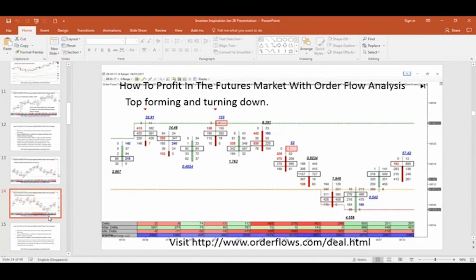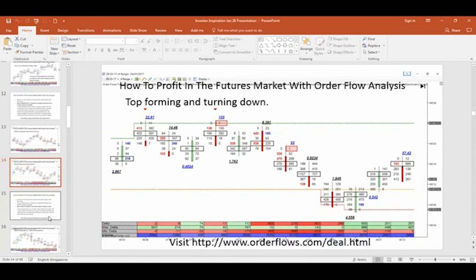This is a top forming, and we're turning down. In this case, it's a little bit different. There are a lot of different ways to analyze the market with order flow. If you're just using MACD or RSI, you're only looking at one certain thing, whereas order flow is going to give you many different things that you can use in your analysis.